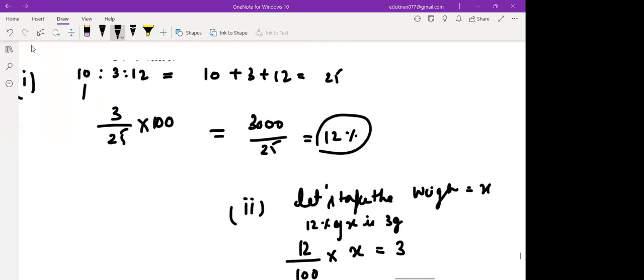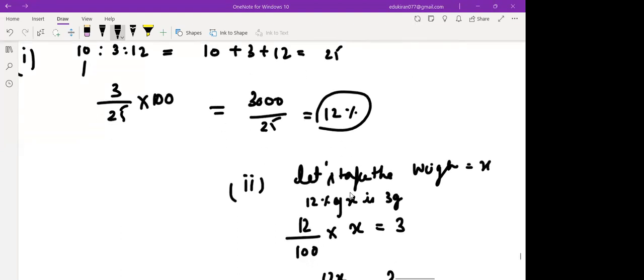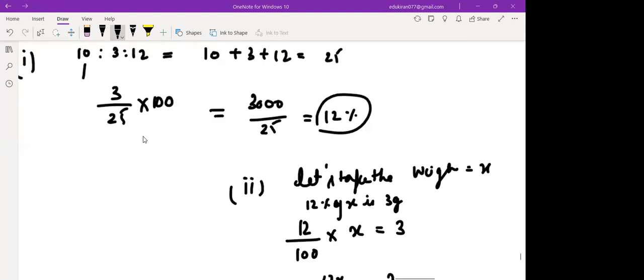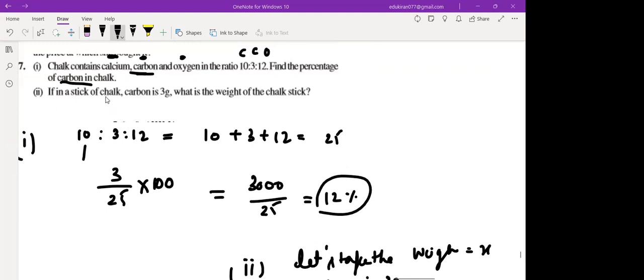Didn't understand how the total weight of the chalk is 25. This one? Yes, 25 gram. What they said in the question: see, in a stick of chalk, carbon is 3 grams. Over here, this is a stick of chalk, and the carbon over here is 3 grams. So what is the weight of the chalk stick? You don't know the weight of the chalk stick, so let's just take it as X, right?